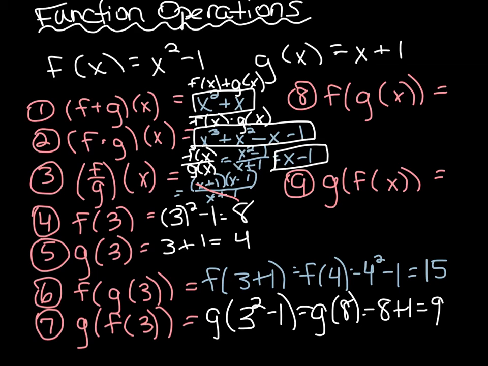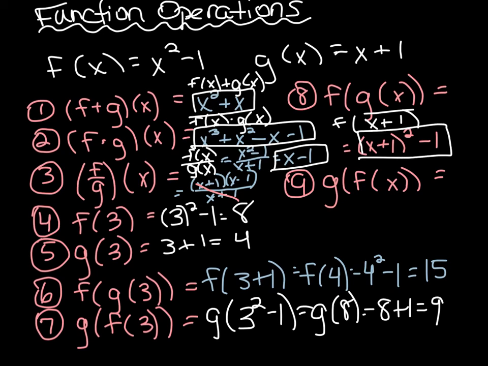Now, if you're working with variables, what I'm going to do is g of x is equal to x plus 1. So I'm going to find f of x plus 1, which means I'm going to take the x plus 1 and plug it in for the x. So that means I'm going to get x plus 1 squared minus 1 on the outside.